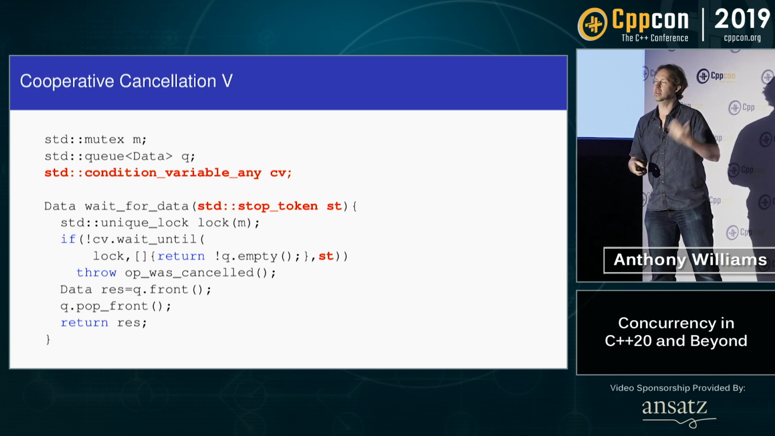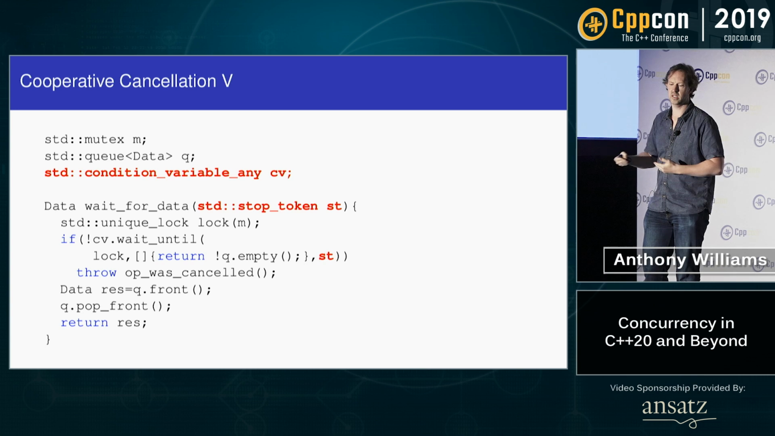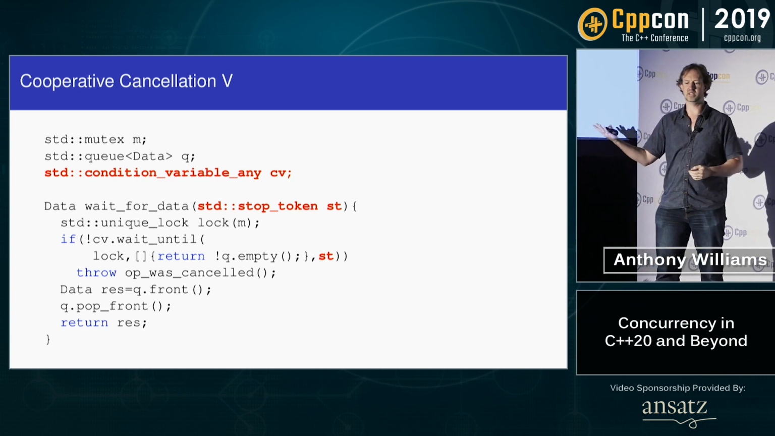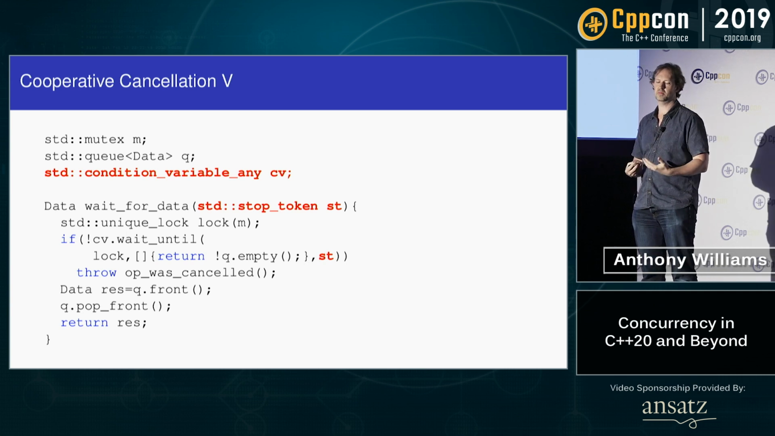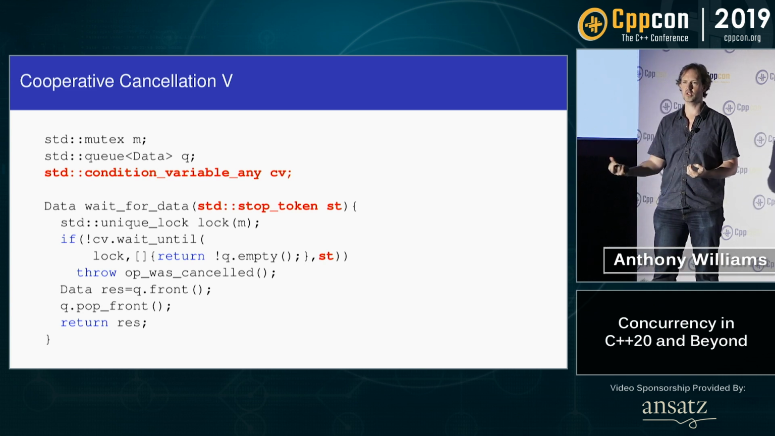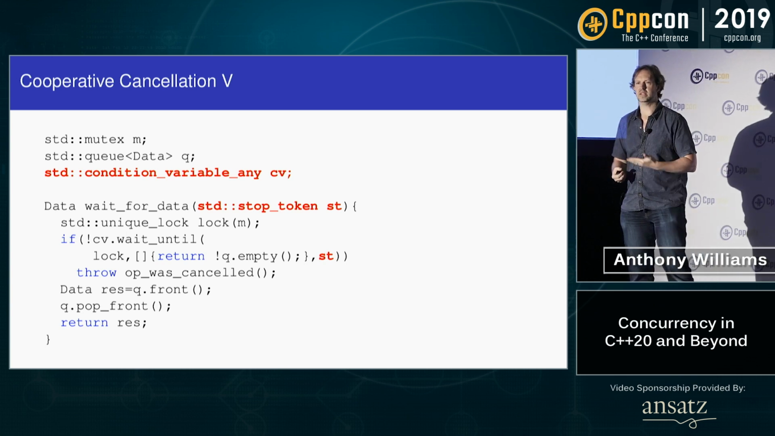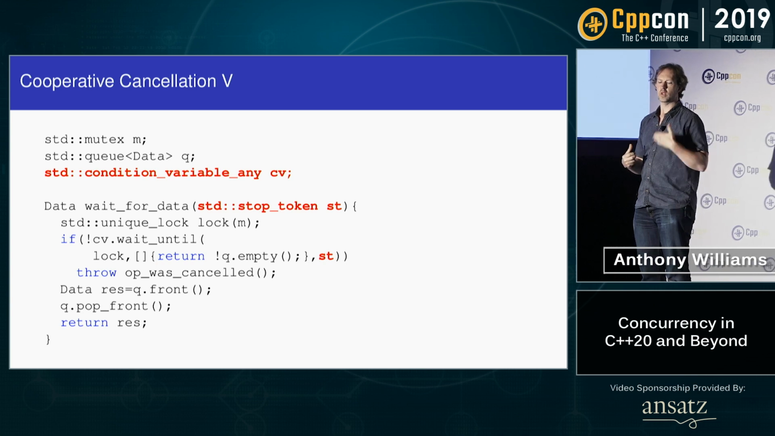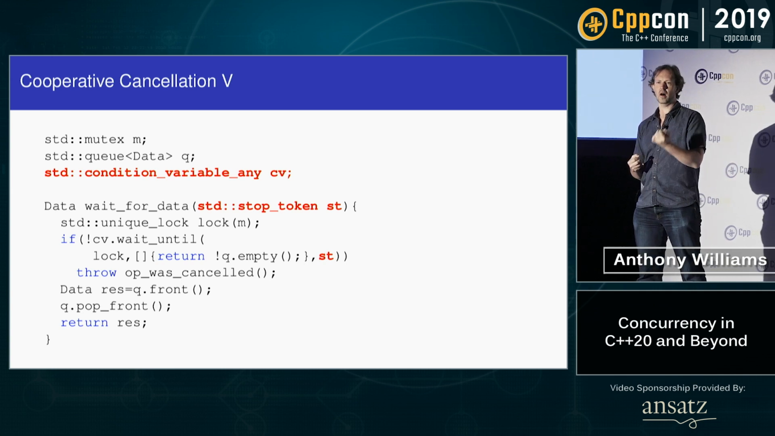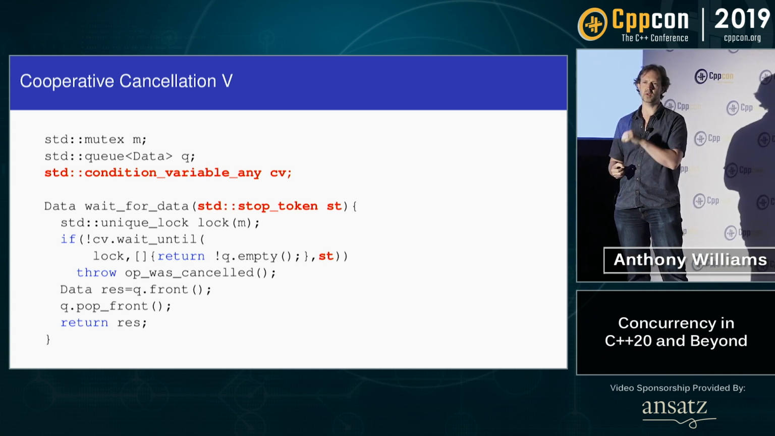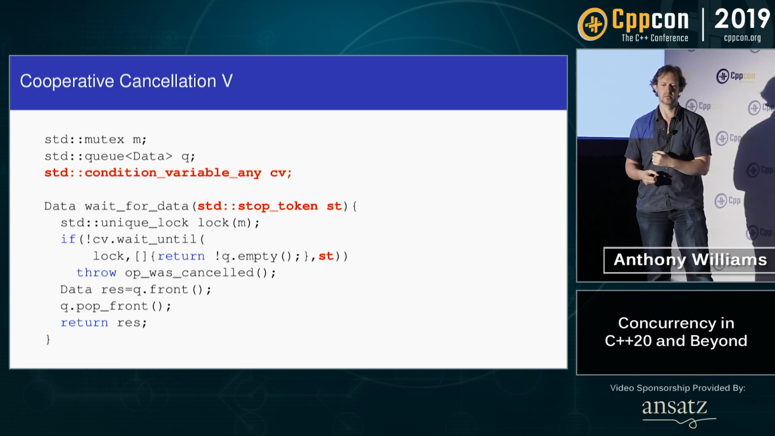So to put that in context with some code, we have a mutex to protect our data, and the queue, which is the data we're protecting, and our condition variable. And then if you're waiting for some data, then you've got this stop token, somebody's given it to you, and you're running a background task. So we lock our mutex, and then we wait. And we use the form of wait until. We're waiting until either our little lambda tells us that the queue is not empty anymore, or that stop token has been requested to stop.